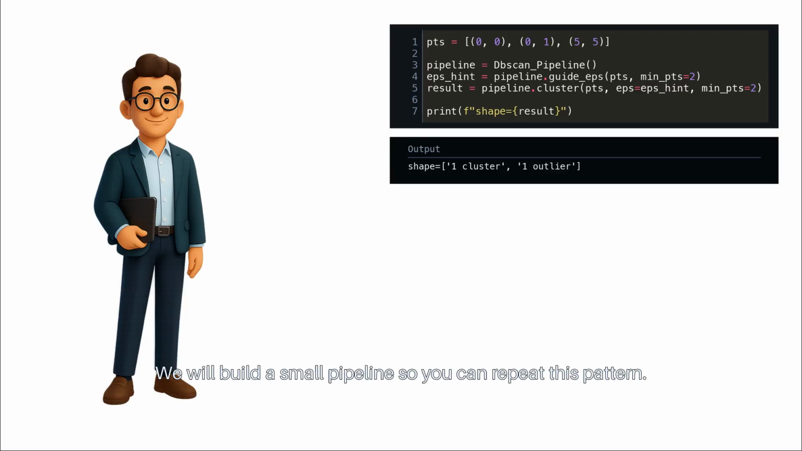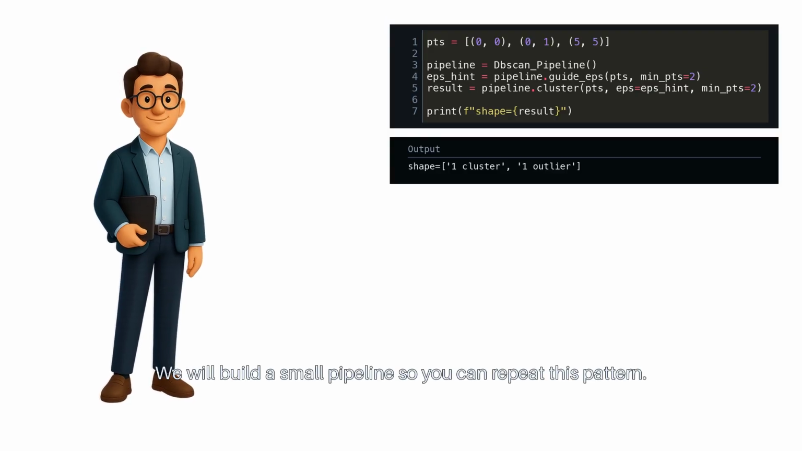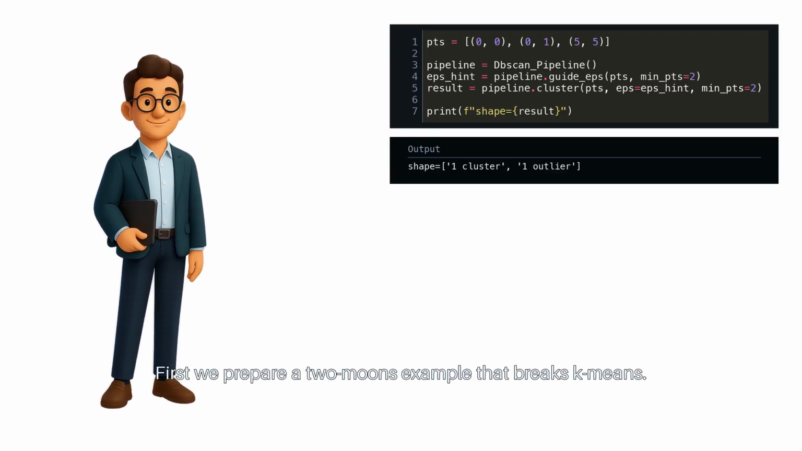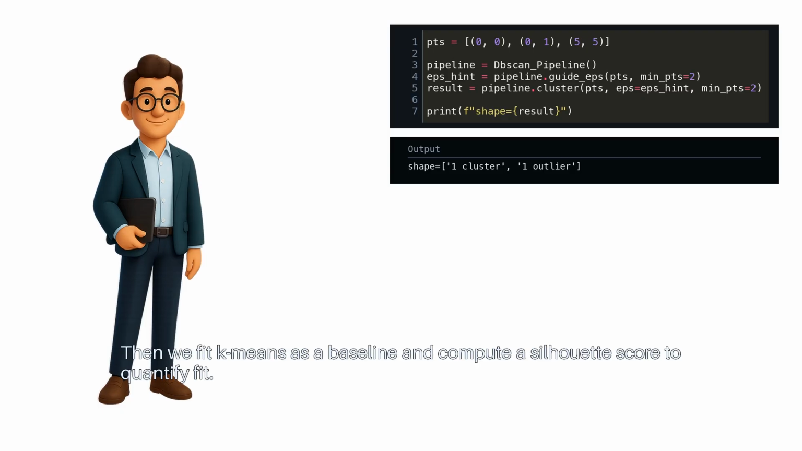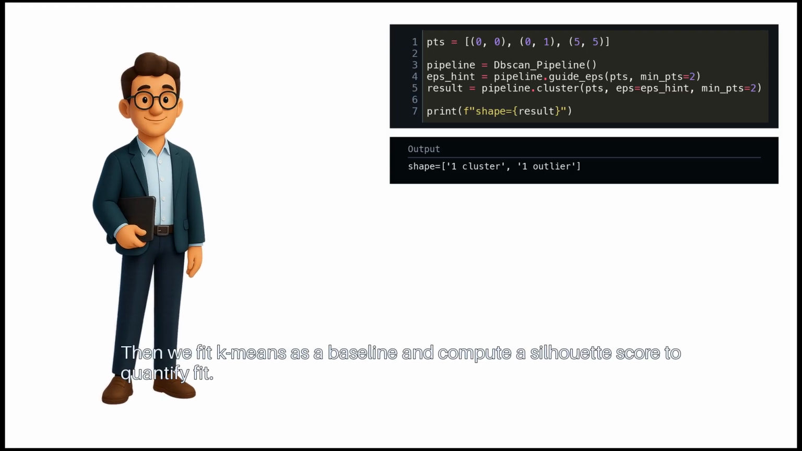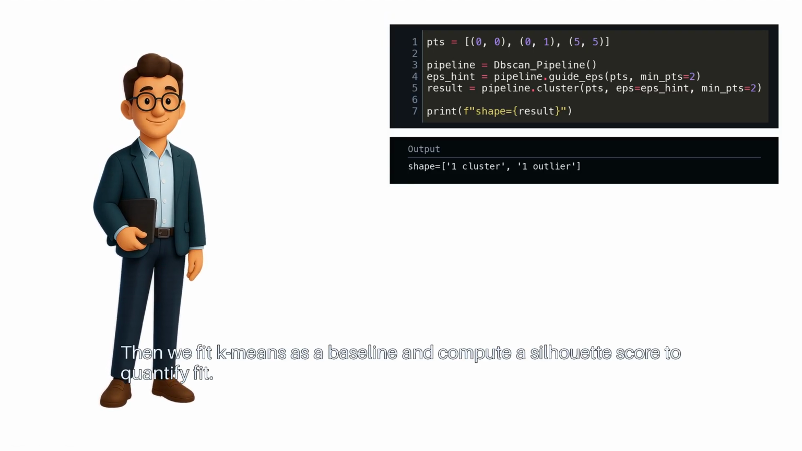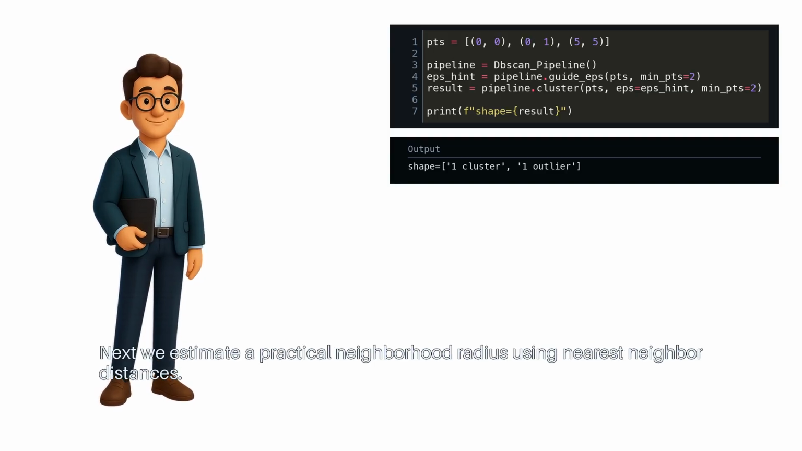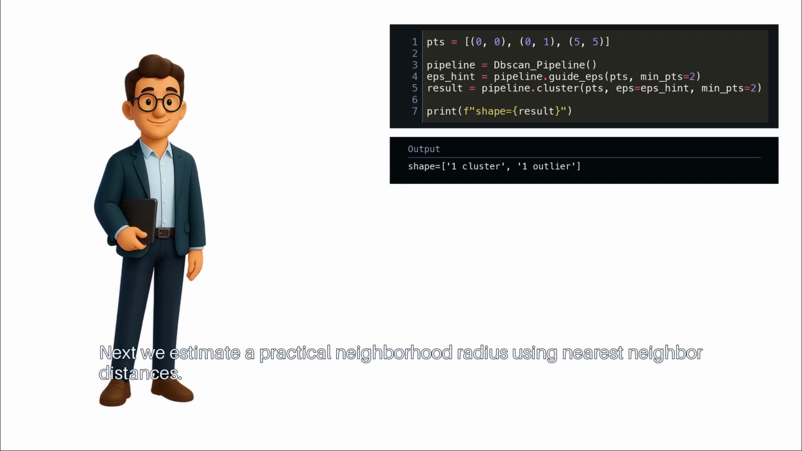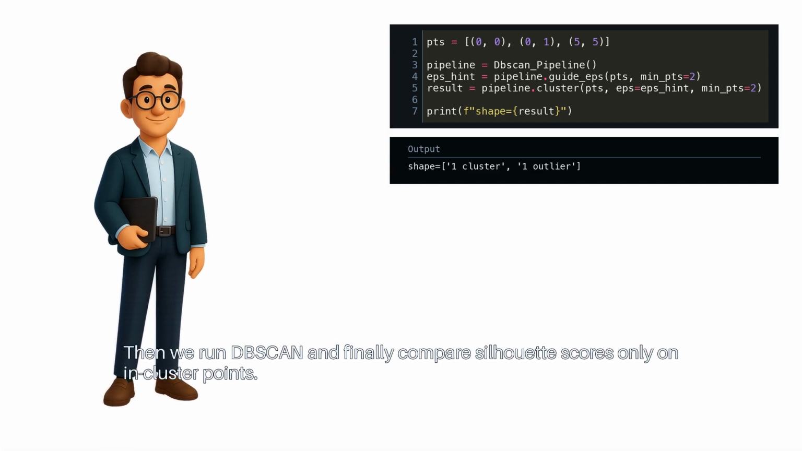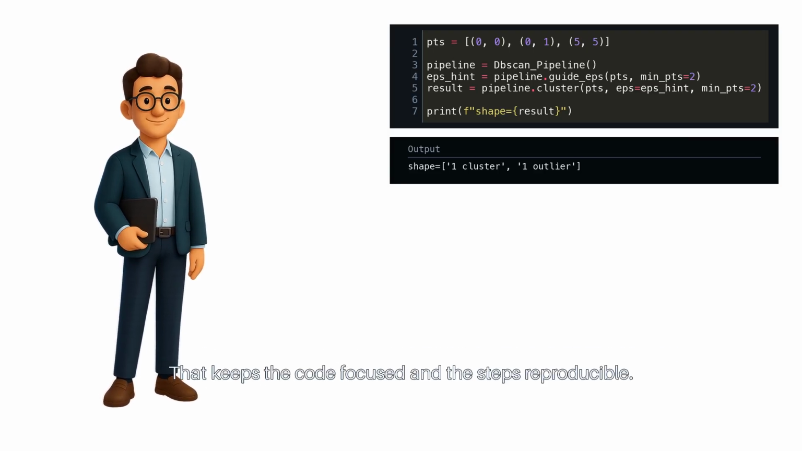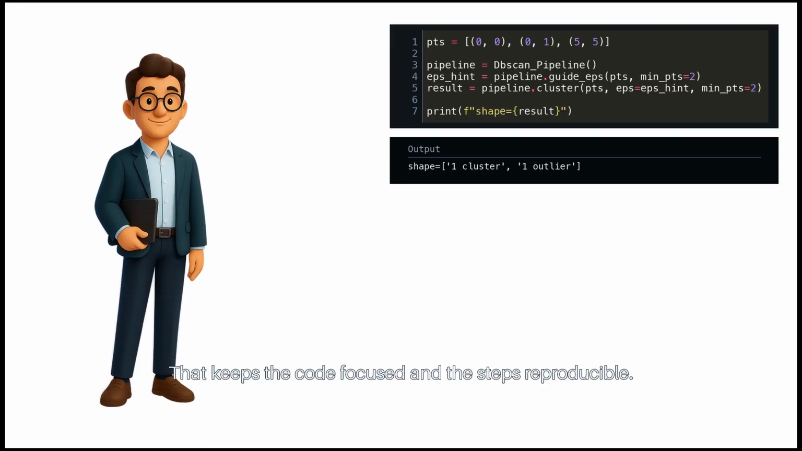We will build a small pipeline so you can repeat this pattern. First, we prepare a 2-moons example that breaks KMeans. Then we fit KMeans as a baseline and compute a silhouette score to quantify fit. Next, we estimate a practical neighborhood radius using nearest neighbor distances. Then we run DBSCAN and finally compare silhouette scores only on in-cluster points. That keeps the code focused and the steps reproducible.